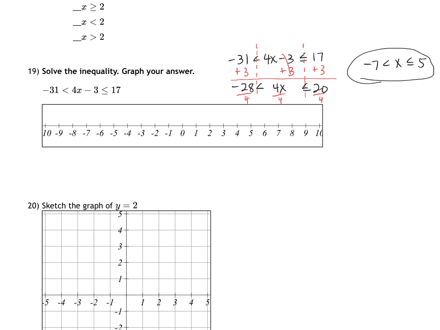So here's our solution. X is trapped in between these numbers. So -7 would have an open circle because it's a less than. 5 would have a closed circle because it's a less than or equal to. And then you would just shade in the middle.